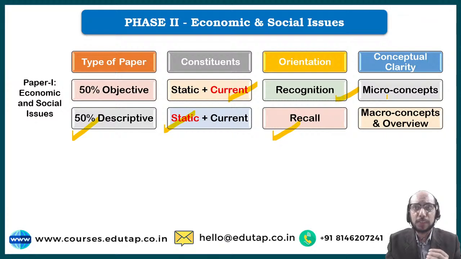Why? Because an objective question is usually based upon a narrow concept and it is not testing your overall understanding. Usually that is the case. Are you getting my point? Whereas in descriptive answer writing, having an overview is very important. Knowing the trends is very important. Knowing various reasons for a particular problem is very important. Knowing all possible solutions of that problem is very important. Therefore, having a bird's eye view of a topic is very, very important.